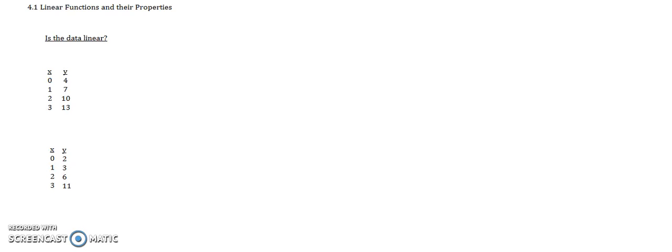Alright, in section 4.1 we talk about linear functions, and the first thing that we're going to do is talk about deciding if data is linear. So probably when you dealt with linear functions before, you were given the linear equation or the linear function and you were asked to maybe find points, find the slope, graph the line, things like that. So a lot of times in this class we're going to take those ideas and we're going to work them backwards from what you've done before.